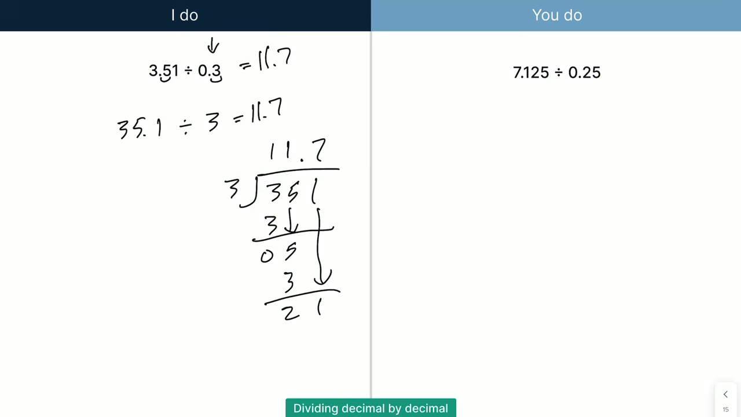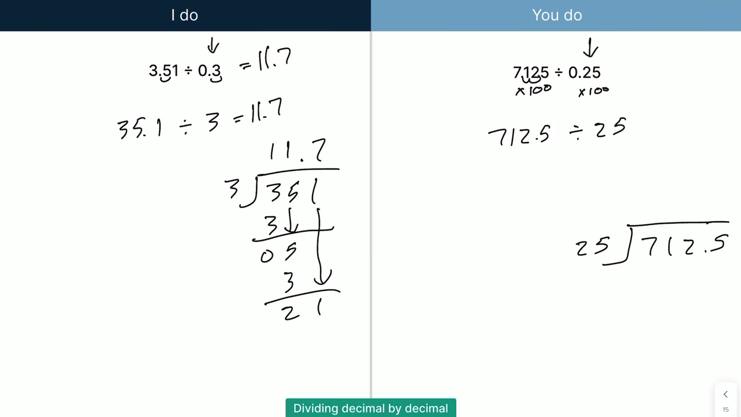Again, hopefully you've pressed pause and had a go at the example on the right yourself. So again, we're just interested in this number that we're dividing by not being a decimal. So to do that, we're going to multiply this by 100 and this by 100, which means we're going to hop the decimal twice. 1, 2, so that's 712.5. We're going to hop the decimal twice there. That gives us 25. So we're now left with 712.5, and we have 25 here.